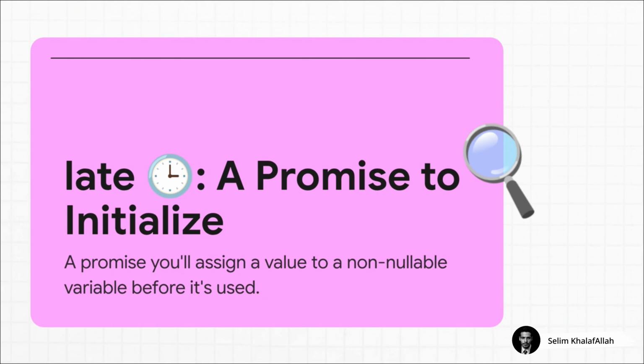First up is late. The best way to think about late is that you're making a promise. You're telling the compiler, look, I know this variable can't be null. And I can't give it a value right this second, but I promise I'll give it a value before anyone ever tries to use it. This is a lifesaver in Flutter, especially for variables you need to initialize inside the initState method.